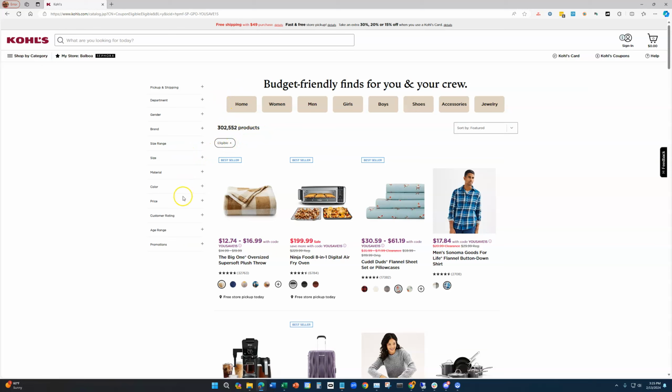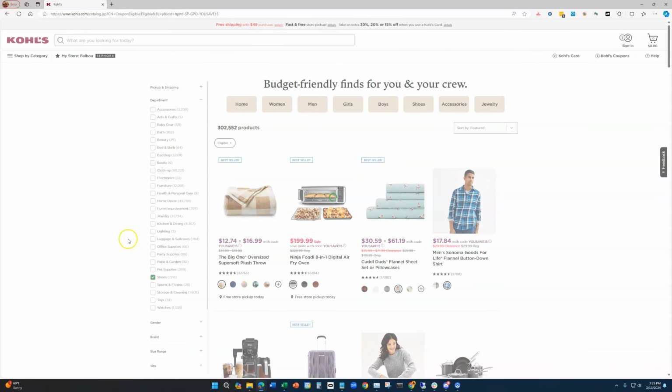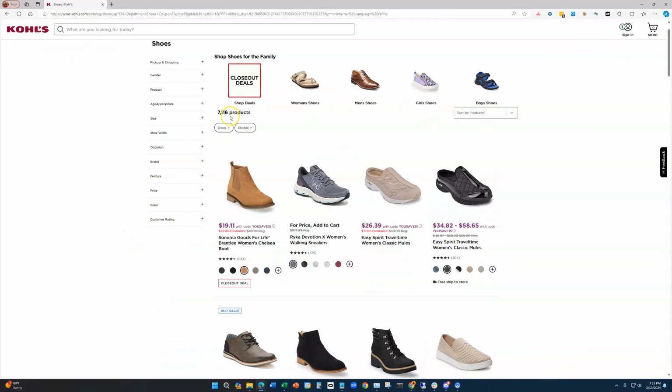But what I will do is go to the department. And in this case, I selected shoes. So you can see there's 7,116 products, some of them are already on sale, but they're all eligible for that You Save 15, plus you get that 20% Kohl's Cash.